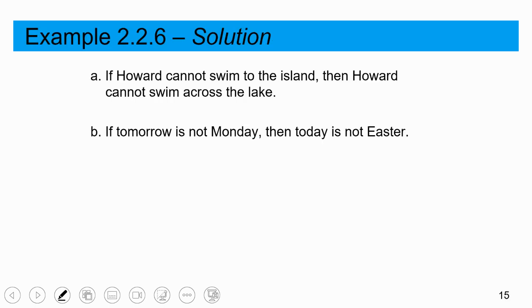Let's see how you did. If Howard cannot swim to the island, then Howard cannot swim across the lake. Again, the contrapositive: switch the if and then portions of the sentence, the hypothesis and conclusion, and negate them both.